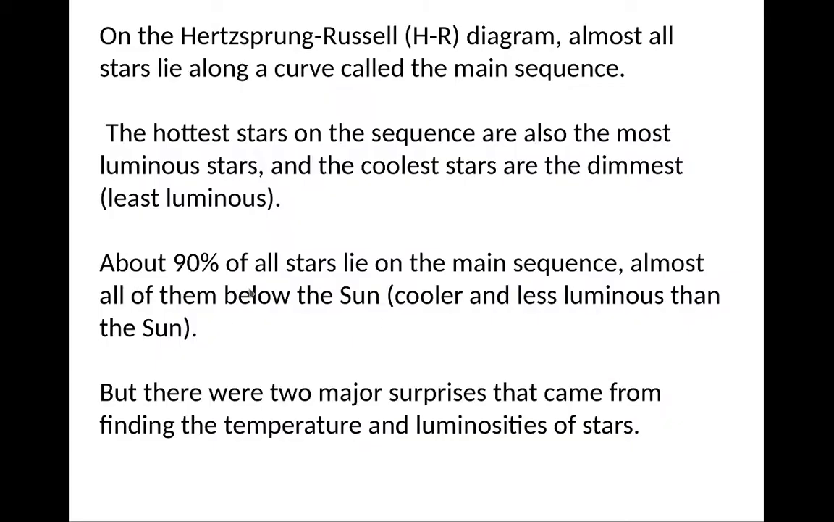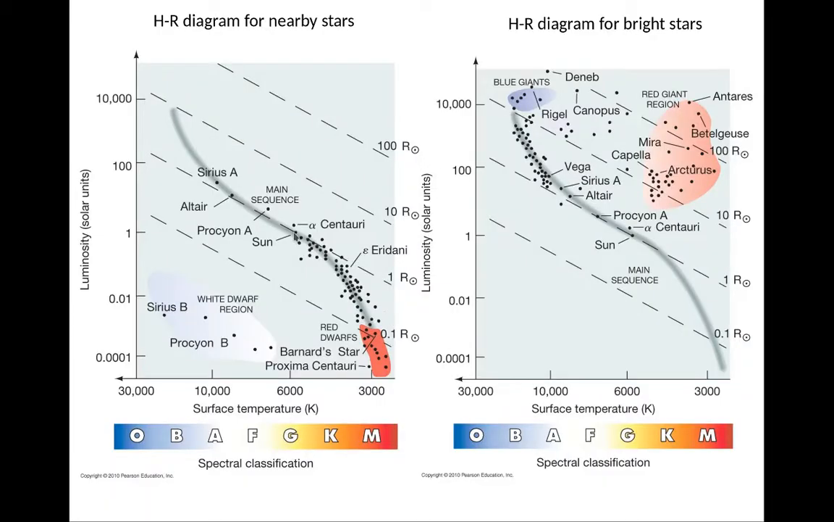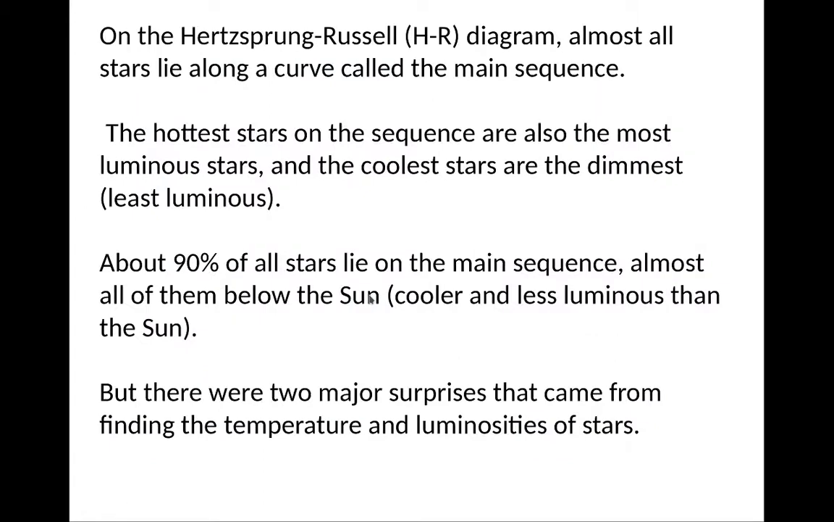So 90% of all stars lie along the main sequence, almost all of them below the sun, cooler and less luminous than the sun. The sun is right here, a so-called average star, but about 90% of the stars, by number, lie below. So these are basically M dwarfs and whatnot. So there are two major surprises that come from finding the temperature and luminosity of stars.